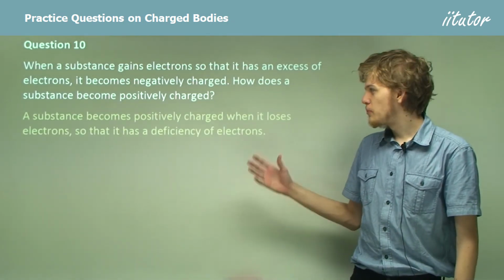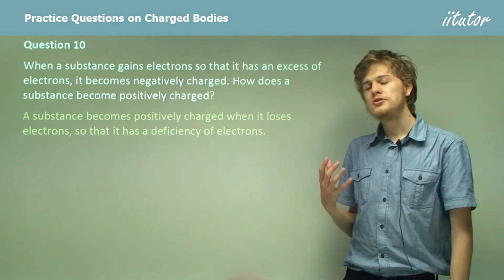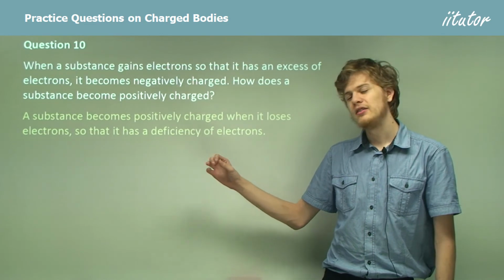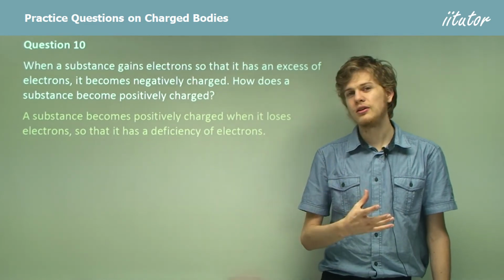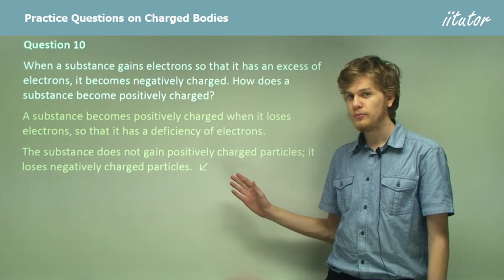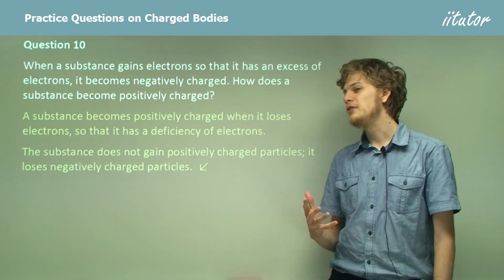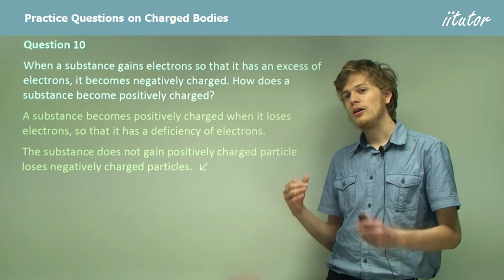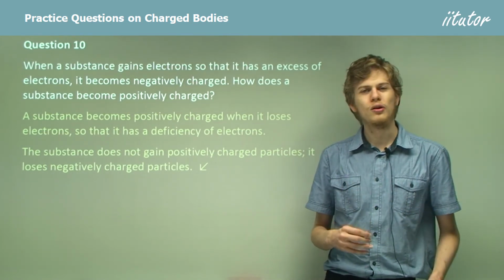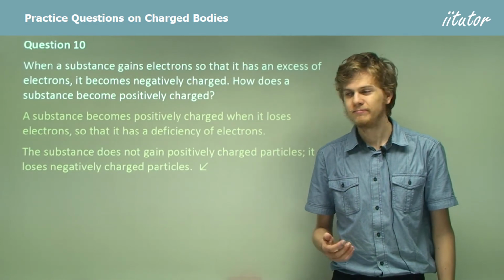So a substance becomes positively charged when it loses electrons, so that it has a deficiency of electrons. This means that we'll have more protons than electrons in the substance. We do not gain positively charged particles. We simply lose negatively charged particles. And if we're losing a negative charge, well, when you subtract a negative, you end up with a positive charge.